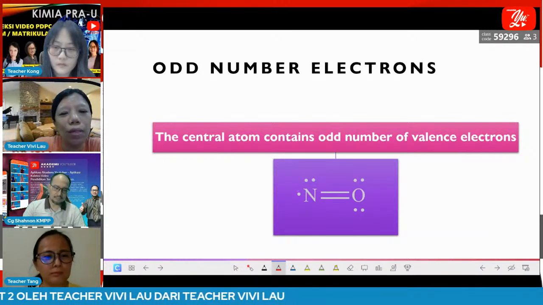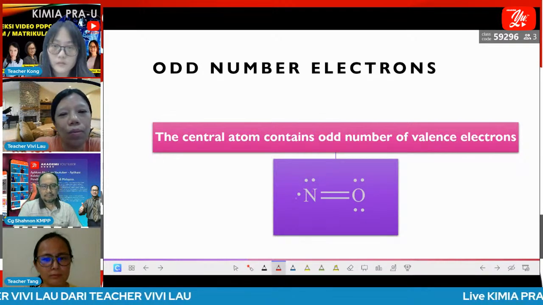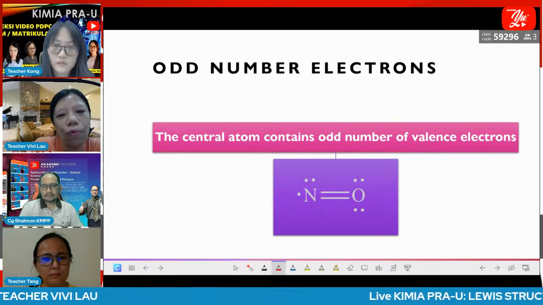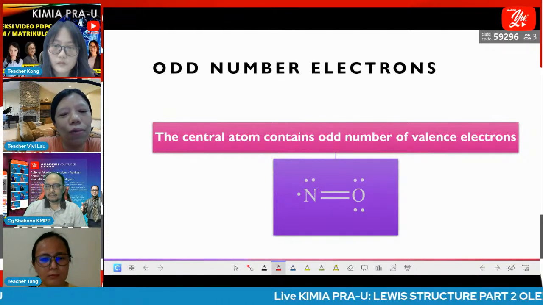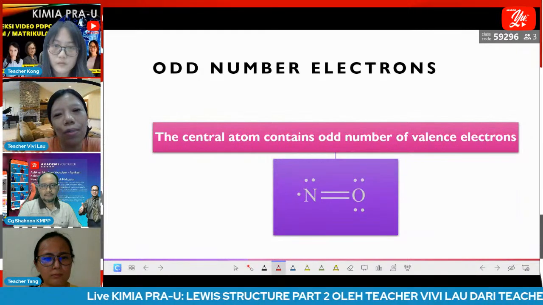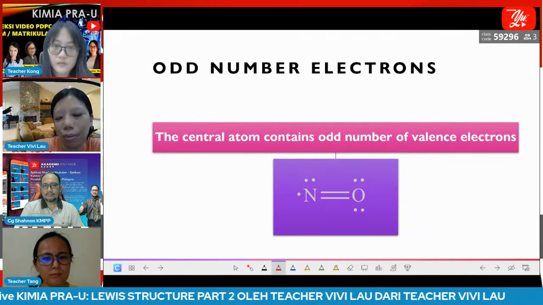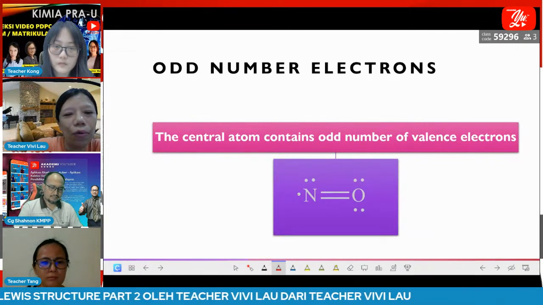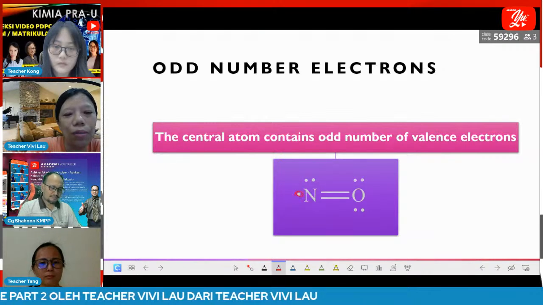Then the last one is odd number of electrons. The atom has an odd number of electrons. This one is 2, 4, 5. The 5 means 7 valence electrons. 2, 4, 6, 7. 7 electrons here. So it is not an octet and has an odd number, one odd electron.